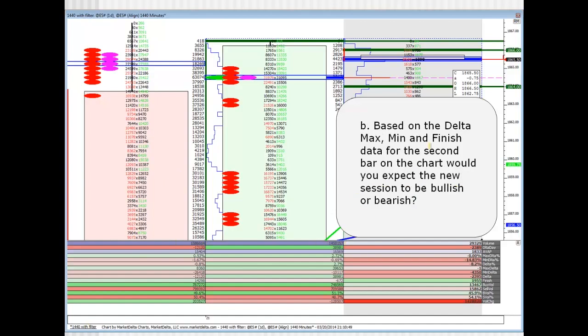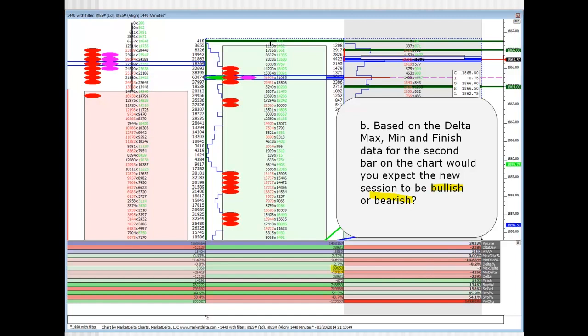Now, based on the delta max, min, and finish data for the second bar on the chart, would you expect the new session to be bullish or bearish? So we see the beginnings of a new session here, or a new day, if you will. And we want to know, based on the data from the day that was completed prior to this activity, if in fact we can get a bullish or a bearish bias. So let's take a look at the max, the min, and the finish. And let's identify them here on our bar statistics.